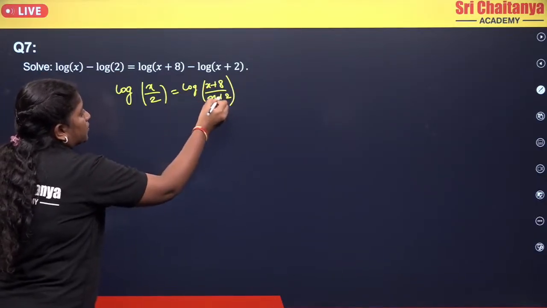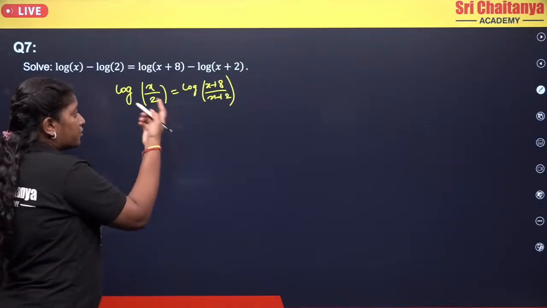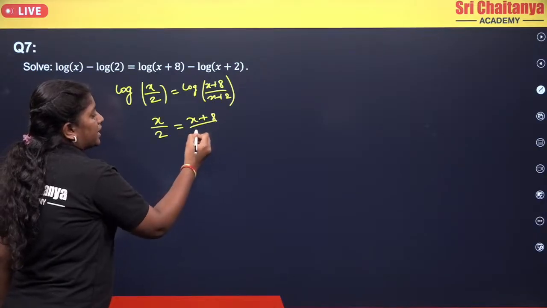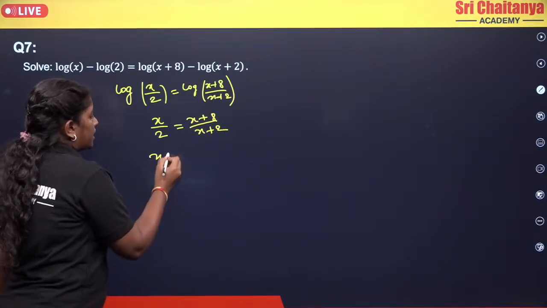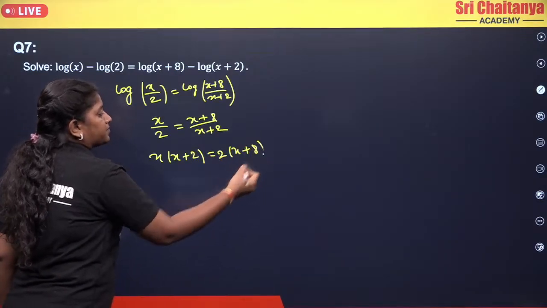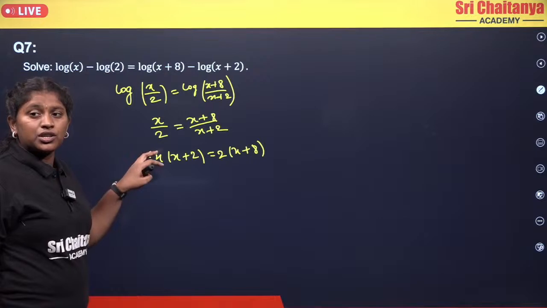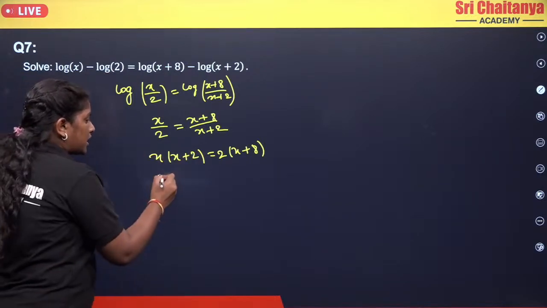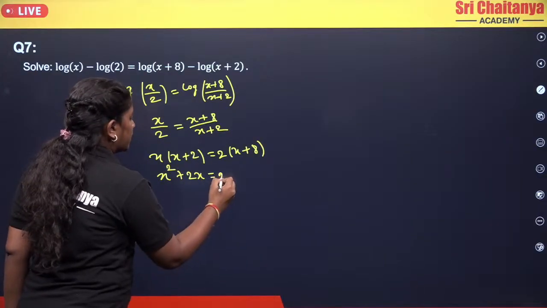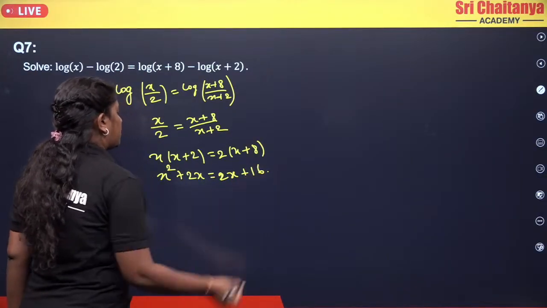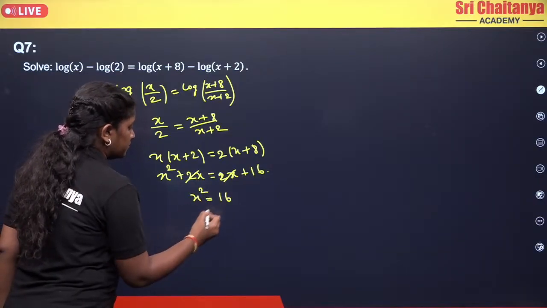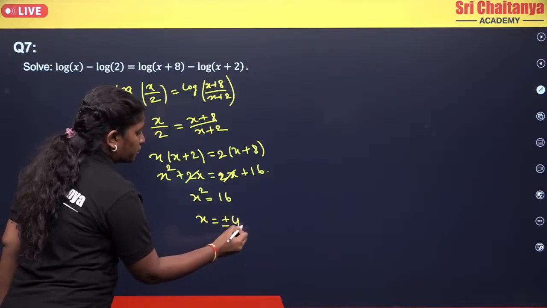x plus 2. Okay. So now coming to here, if you remove the log on both the sides, you will be getting x by 2 equals x plus 8 by x plus 2. Now x into x plus 2 equals 2 into x plus 8. Now if you simplify this equation, you will be getting your x values. So that becomes x square plus 2x equals 2x plus 16. Okay. So now coming to here, 2x and 2x will get cancelled. So x square equals 16, x equals plus or minus 4.